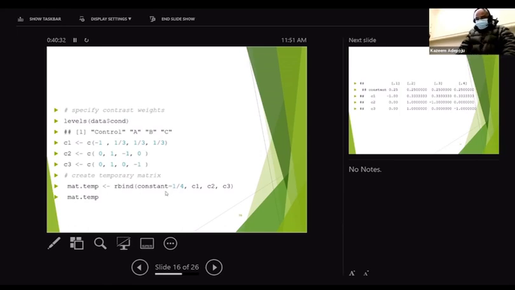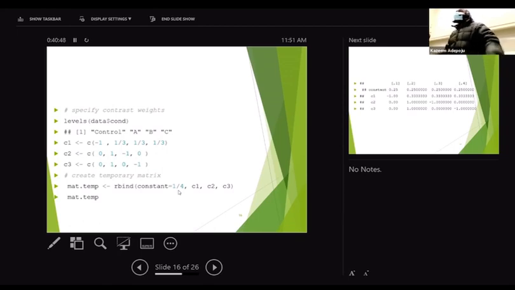I'm just going to write that. If I want to create a matrix, you know what I'm going to do? I have 3 contrasts, which is C1, C2, and C3. But I'm going to put a constant 1 over 4. Why am I putting a constant?